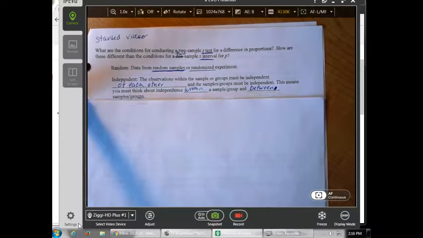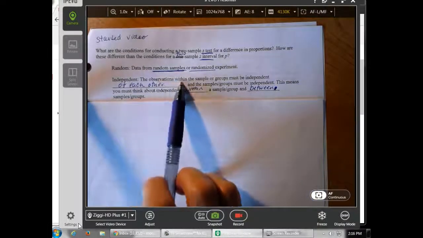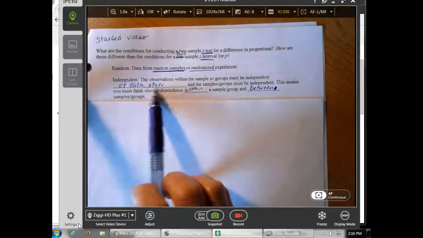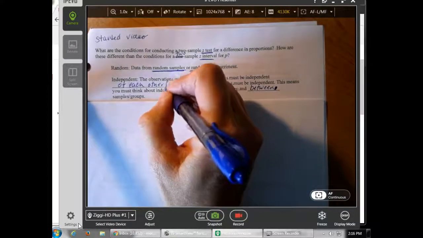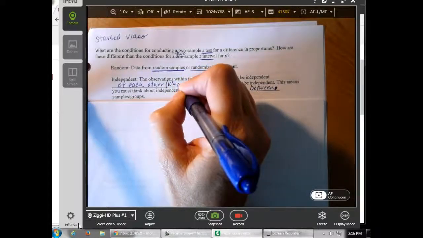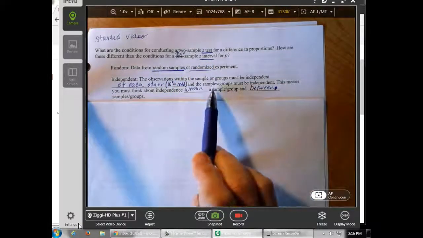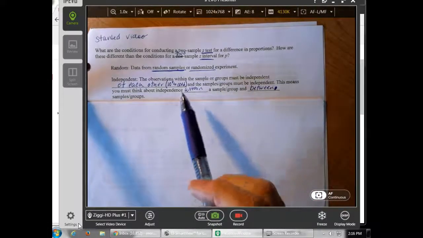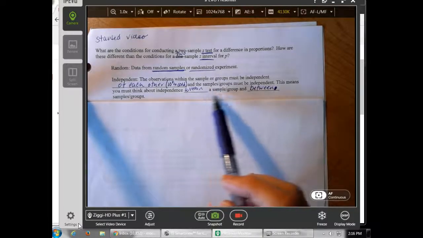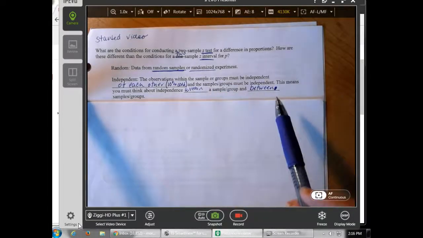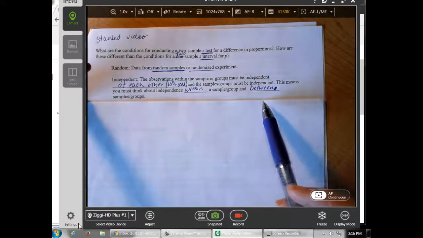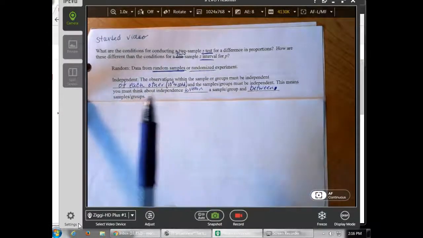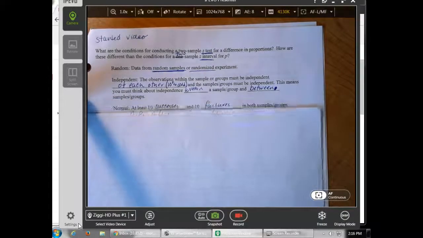Next is independence. Independence gets a little bit more complicated when you have a two-sample scenario. So first, the observations within the sample or groups must be independent of each other. And this is going to be the 10% condition that you guys are familiar with. And the samples or groups must be independent between each other. So this means that you must think about independence within a sample or group, and then also between samples and groups, depending whether you have treatment groups or you have samples. So the independence condition must be met.